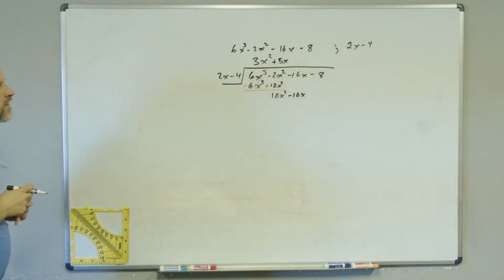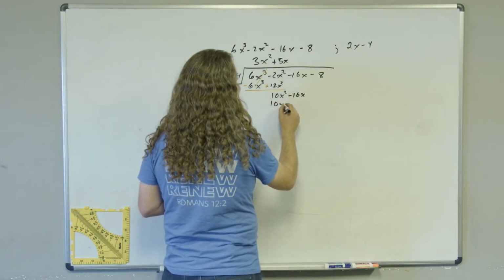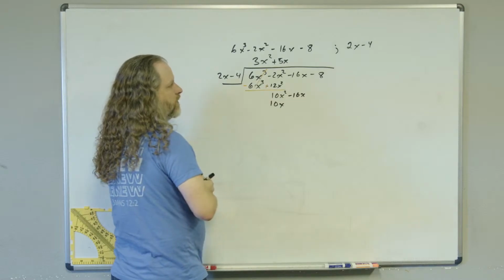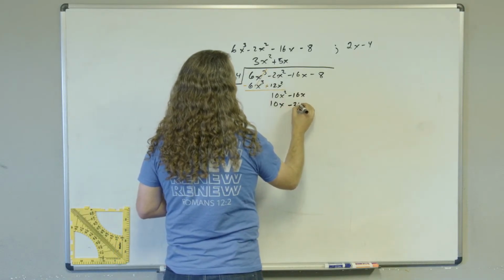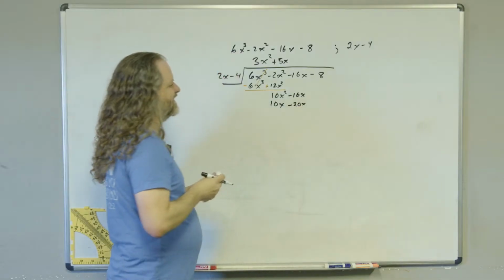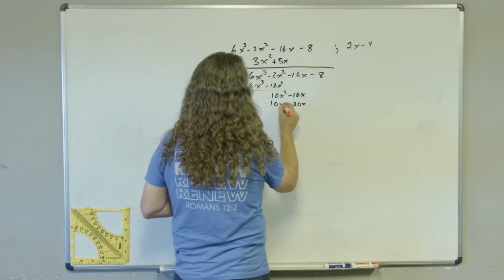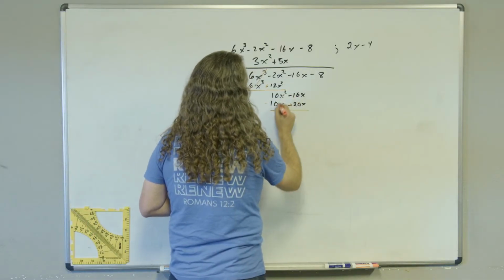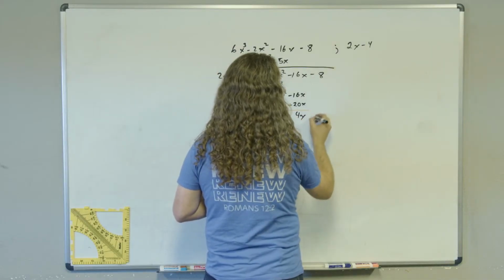Now we multiply it. 5x times 2x is 10x squared. 5x times negative 4 is negative 20x. And then we subtract, right? Those cancel, and that becomes 4x. Bring down the minus 8.